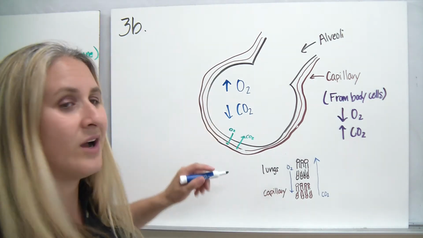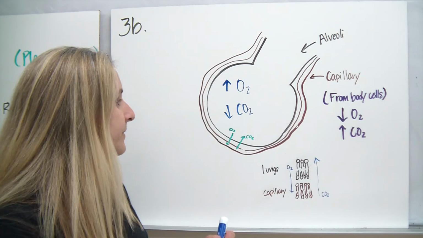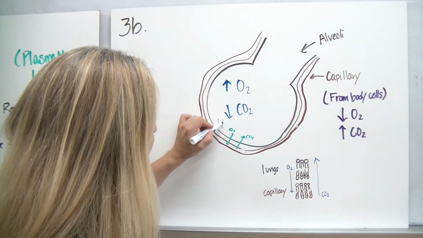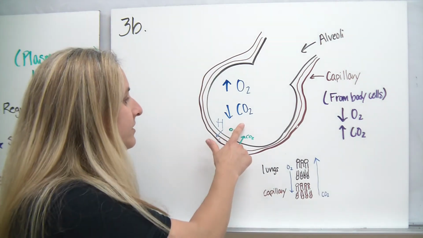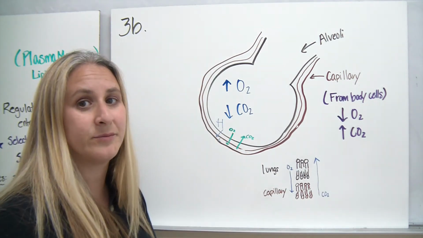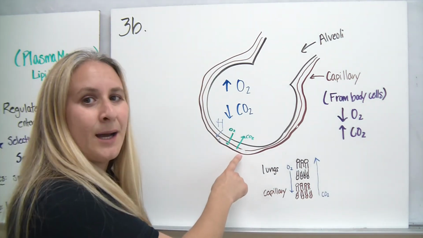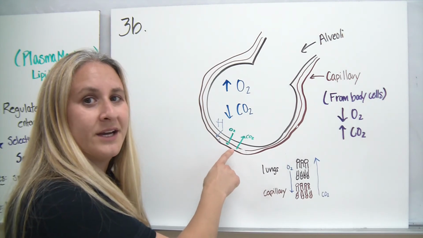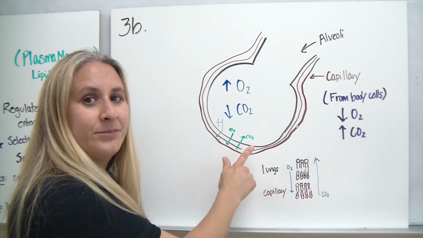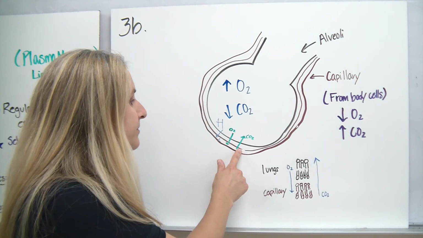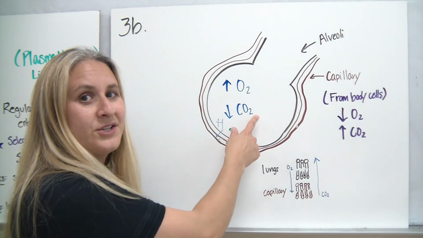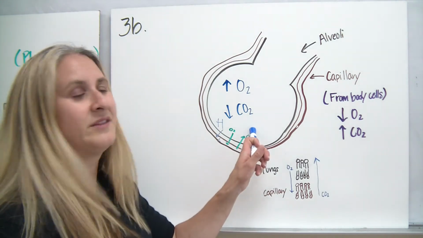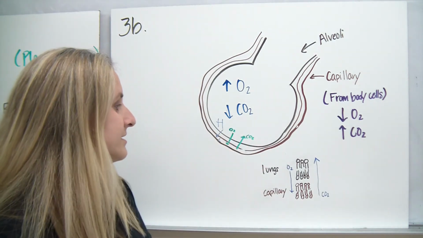So in this case, our oxygen is going to diffuse from an area of high concentration to an area of low concentration, from the alveoli into the capillary, the bloodstream. And the exact opposite would happen for carbon dioxide. There's more carbon dioxide in the blood, so it would diffuse from the bloodstream, where there's a higher concentration, into the alveoli, where there's an area of lesser concentration of carbon dioxide.